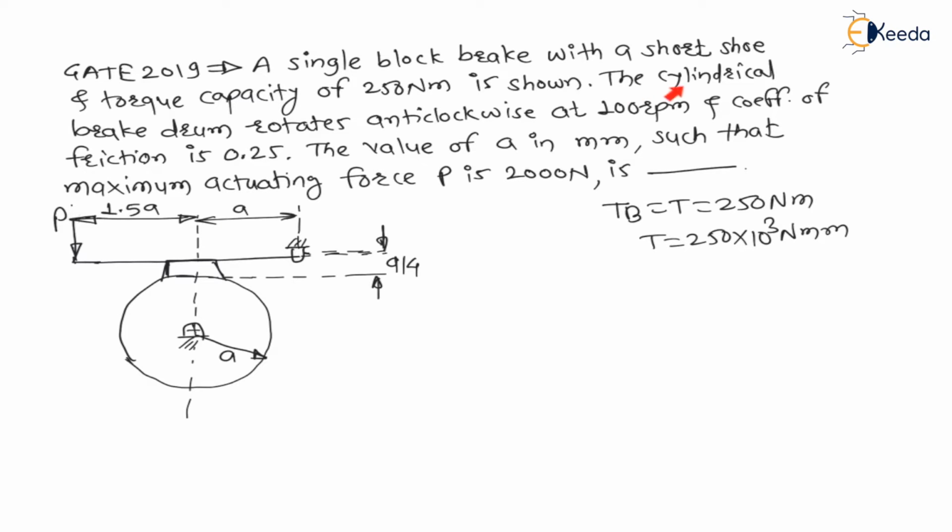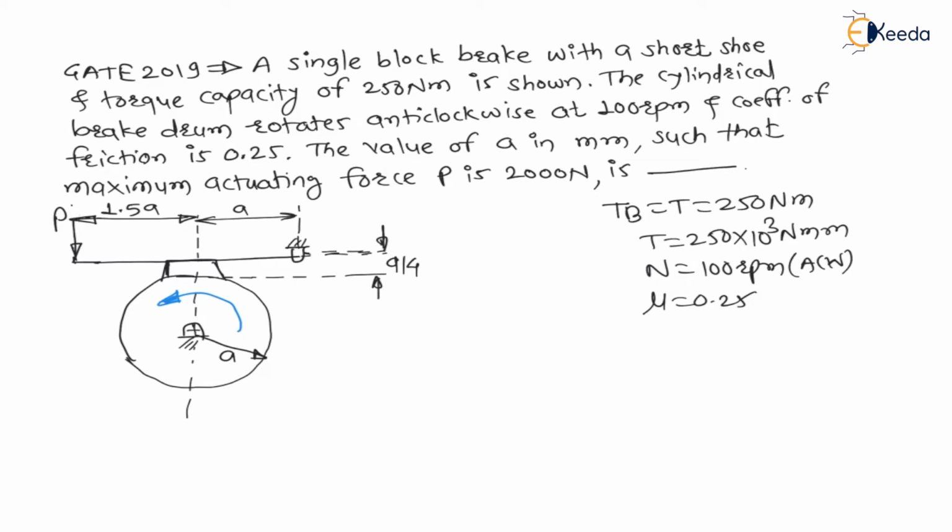Again, the cylindrical brake drum rotates anti-clockwise at 100 rpm. Now the speed of rotation of the brake drum is given as 100 rpm in the anti-clockwise direction, means this drum is rotating in anti-clockwise direction like this. This will be the rotation of the drum. Again, the coefficient of friction is 0.25. Therefore coefficient of friction mu is equal to 0.25.